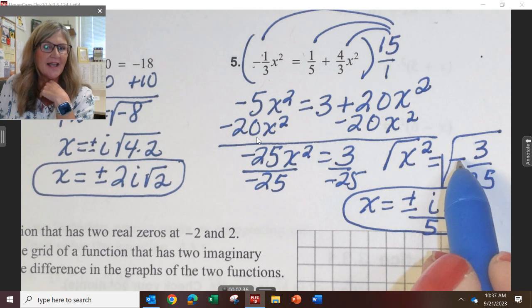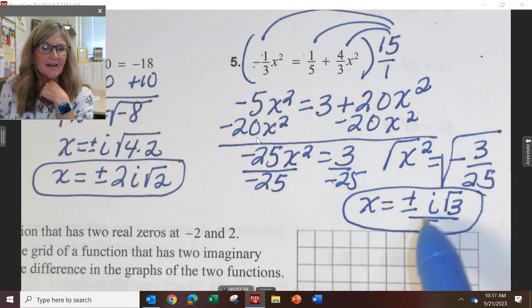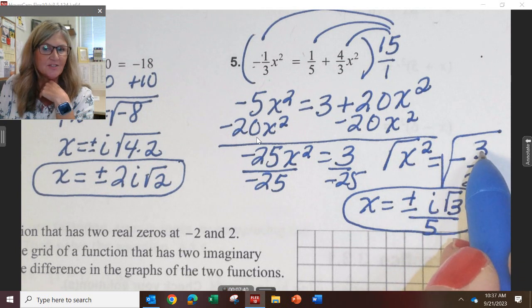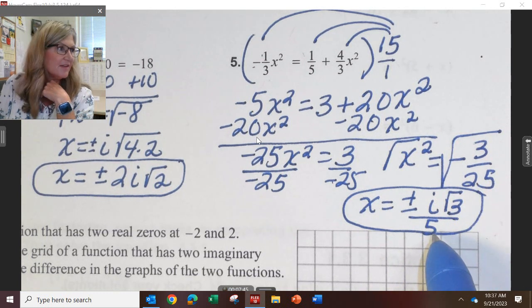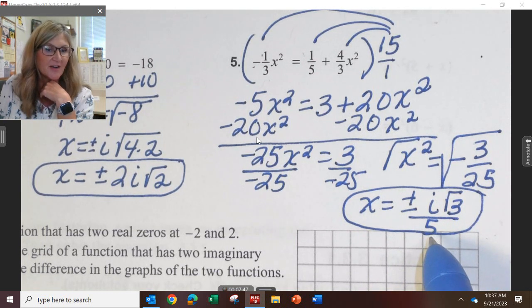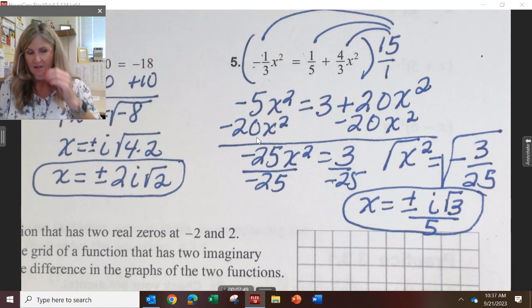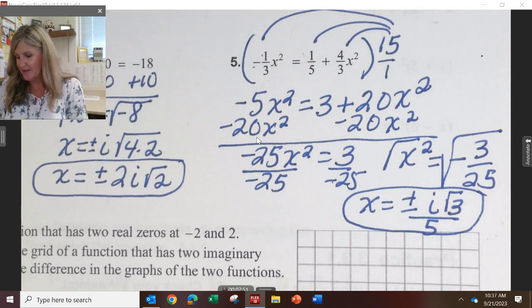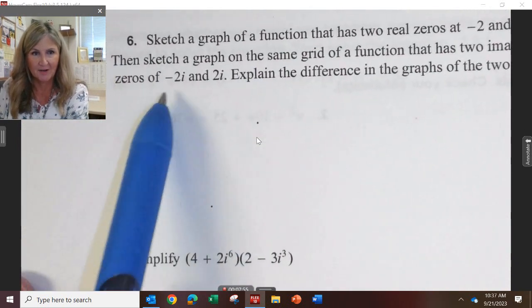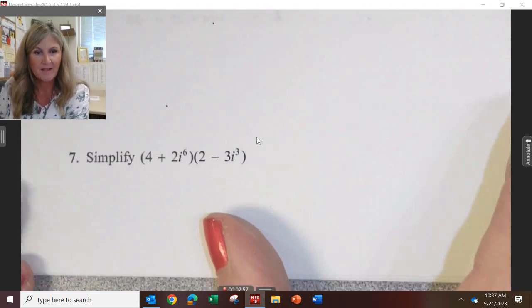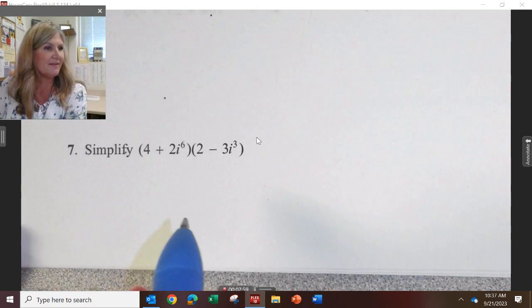Again, when I have a square root of a negative, that's the i. Cannot do the square root of 3, so it stays, but I can do the square root of 25, which is 5. You can do that because it's just a fraction. All right. I actually want to come down here and do number 7, and then I'm going to let you guys go back and think about number 6. All right, how do I do number 7?